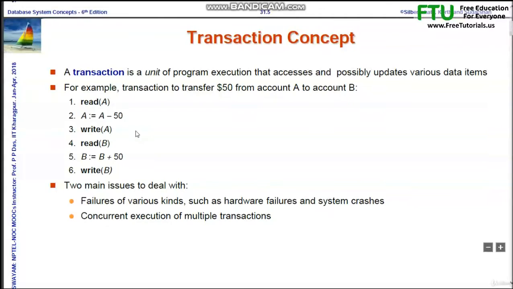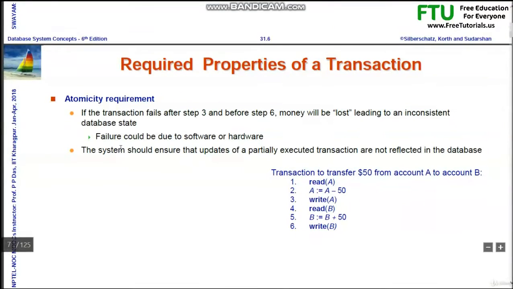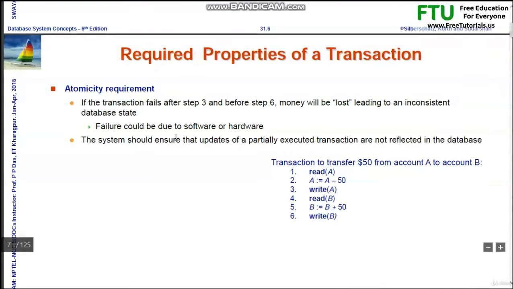So that's all about transactions. I have discussed the two reasons why transactions are used: it has to deal with two things, failures of various kinds, which I have discussed, and concurrent execution of multiple transactions. Concurrent means in our system multiple transactions are executed in parallel. So that's the responsibility of a transaction. Now these are the properties of a transaction.